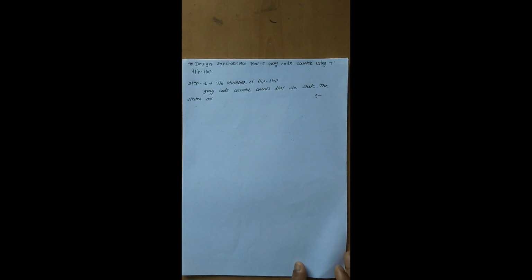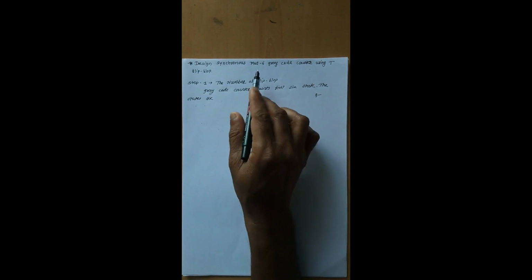We will continue with the next point of synchronous counters, with one more designing problem, an example based on the designing of a synchronous counter. In this we are going to design a mode 6 gray code counter. The statement says that the counter counts the first 6 steps or states of the gray code.